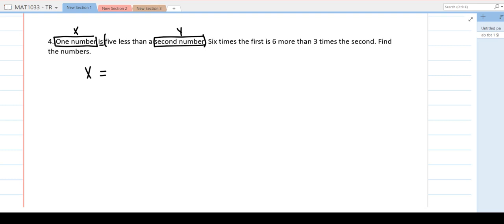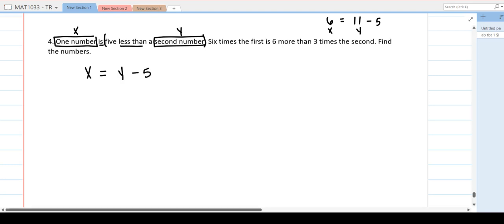So if x is 6, 5 less than a second number, would that second number be 11 or 1? If it's 5 less than that number, it would be 11, right? 6 isn't 5 less than 1. So, okay, we'll now replace that with x and y. So it's y minus 5.